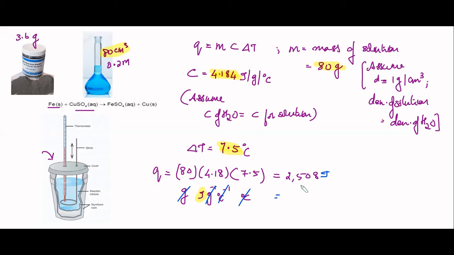Question is specifying us to write in kilojoules. So that would be 2.508 kilojoules. Or if I'm rounding it off, I'll be getting it as 2.5 times 10 to the power 3 kilojoules. So we've got the heat that is released during this reaction, which is 2.5 times 10 to the power 3.